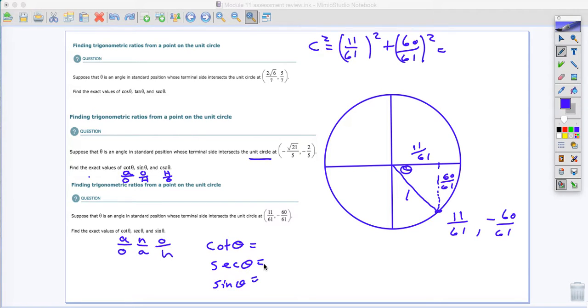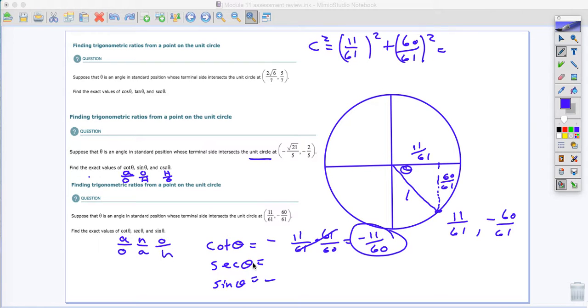So in the fourth quadrant, only cosine is positive. So cotangent is going to be negative. Secant is 1 over cosine, so that'll be positive, but we know sine will also be negative. So cotangent, adjacent over opposite. So 11 over 61 divided by 60 over 61, so I'm going to flip and multiply. That reduces to 1, so we get negative 11 over 60.